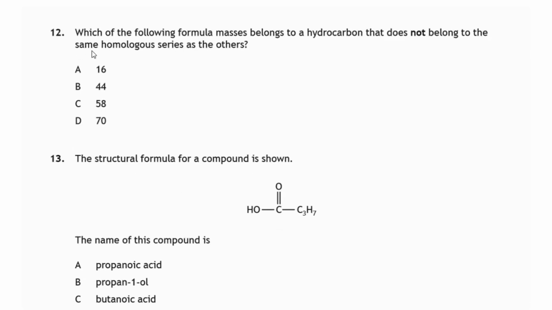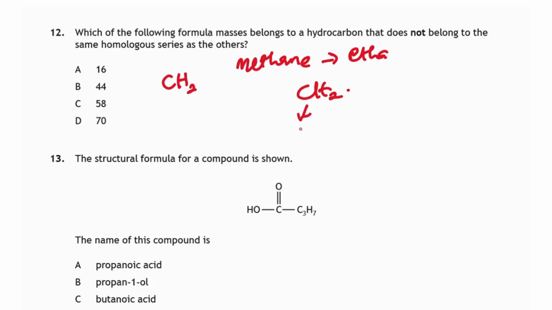And then question 12. Which of the following formula masses belongs to a hydrocarbon that does not belong to the same homologous series as the others? Each homologous series differs from the other by a CH2 group, be it alkane, alkene, alkyne, whatever. Methane is different from ethane by a CH2 group, and ethane from propane by a CH2 group. In a CH2 group, the relative mass of carbon is 12, and that of hydrogen is 1, but since we have two hydrogens, it's 2. When we add this together, we have 14.